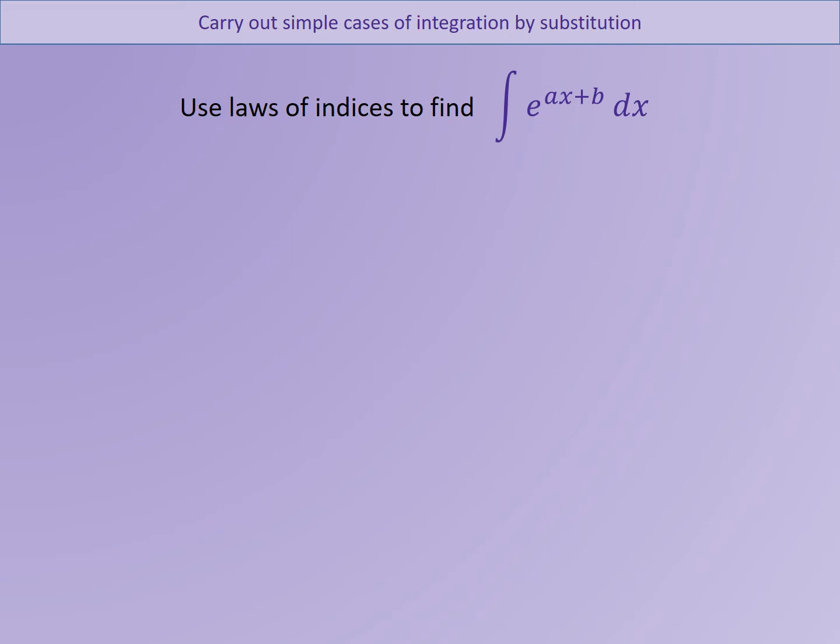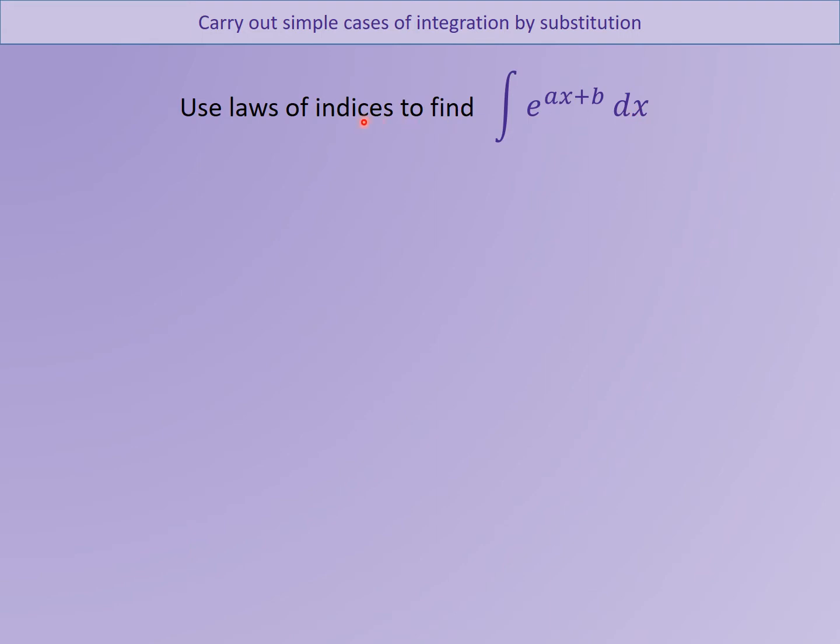A2 Maths, Integration by Substitution. Right, so what I'd like you to do is just have a go at integrating this function using just your laws of indices and your skills from the previous lesson. Okay, so pause there, have a go at it, and see if you get the same answer as what I get.